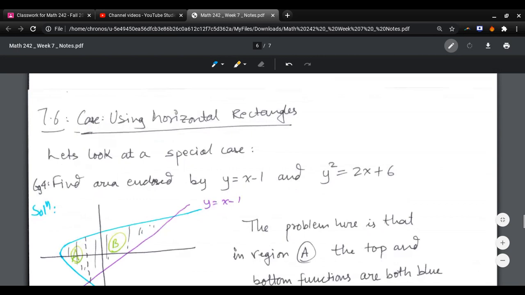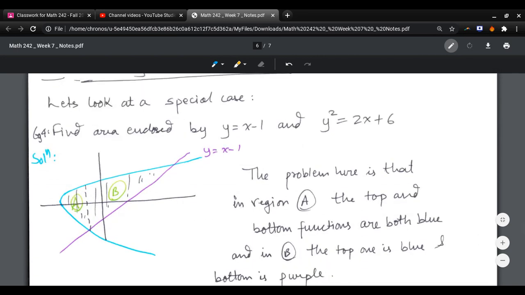And now we're going to look at another case, which is slightly more complicated. I'm going to call it the case where we use horizontal rectangles. Let's say you're trying to find the area enclosed by the line y equals x minus 1 and y squared equals 2x plus 6. When you plot this, this is what you get.